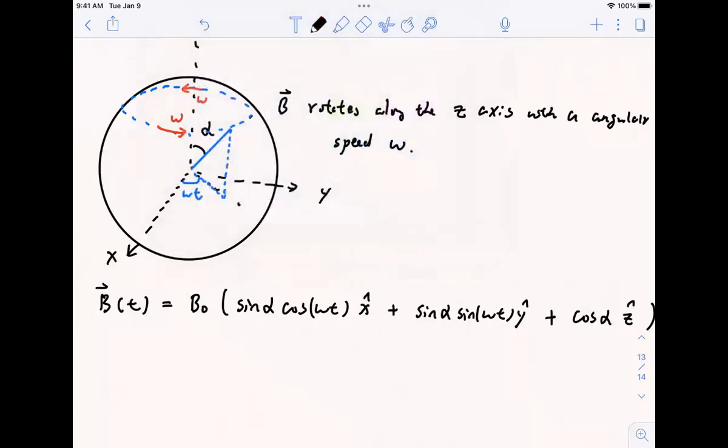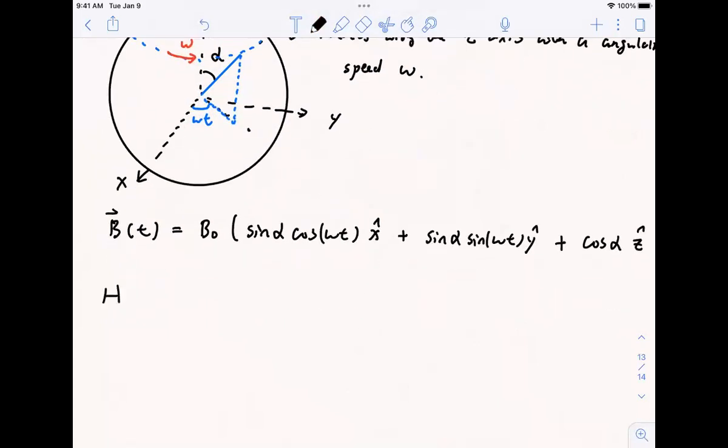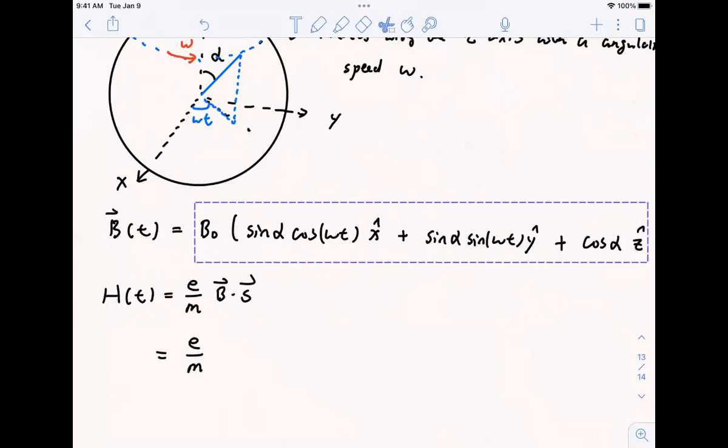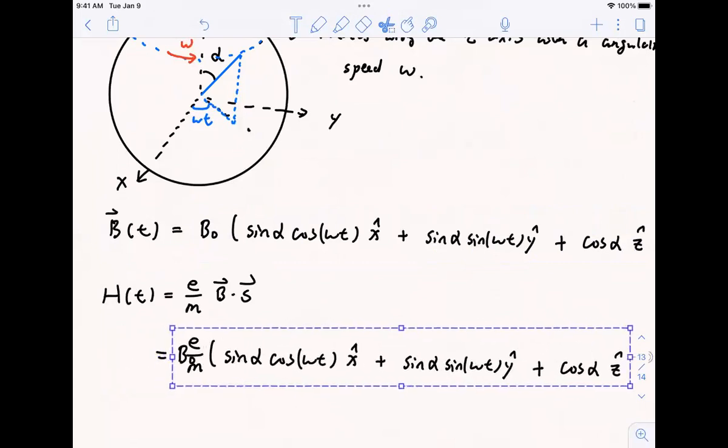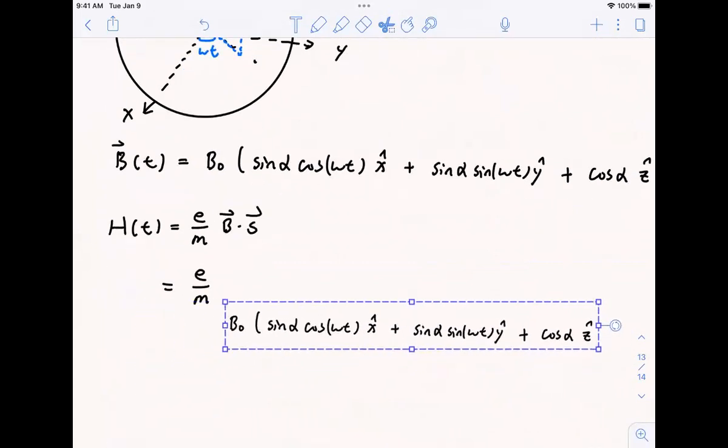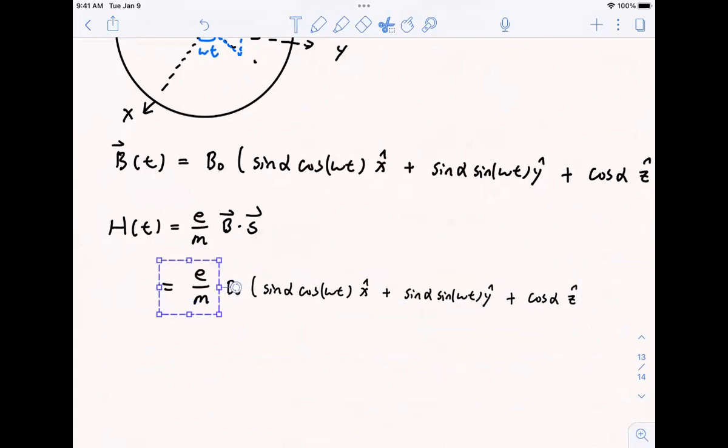Okay, what is the Hamiltonian? The Hamiltonian as a function of time will be EM V dot S. Then you just write this whole thing. Copy. I have to make it smaller. And then the spin dot what? Okay, the spin is h/2 sigma.